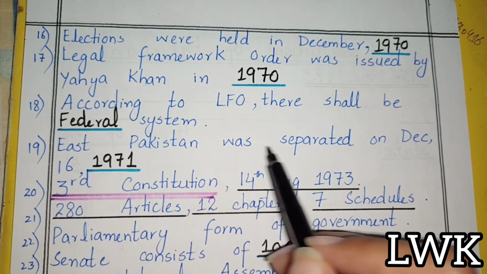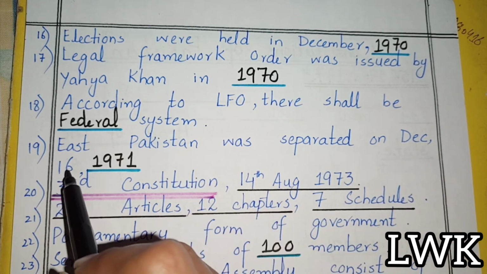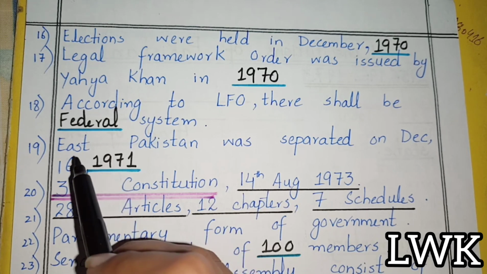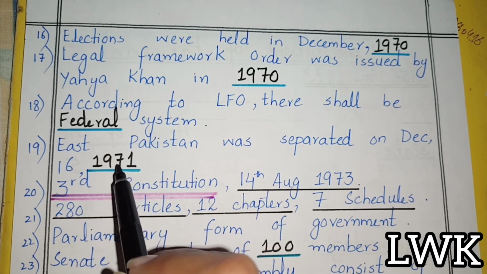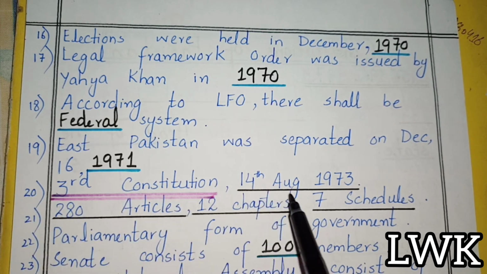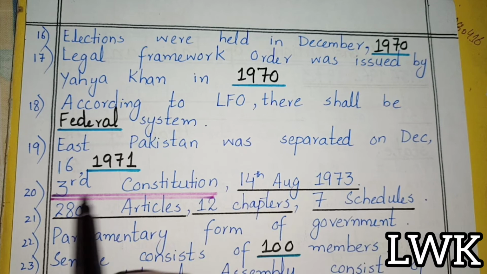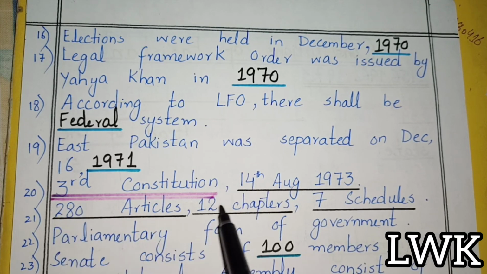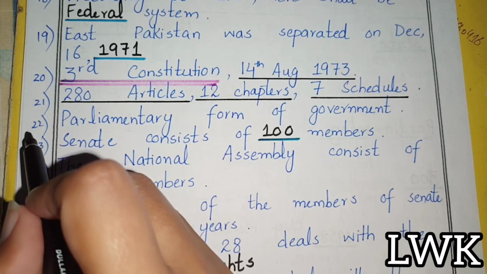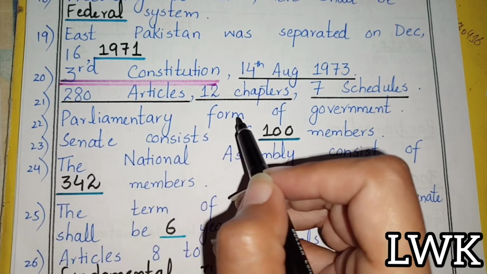Question number 19, East Pakistan was separated on December 16, 1971. In 1971, East Pakistan was separated. Question number 20, Third Constitution, that is 14 August 1973. It contained 280 articles, 12 chapters and 7 schedules. Question number 22, there is parliamentary form of government in the 1973 Constitution.